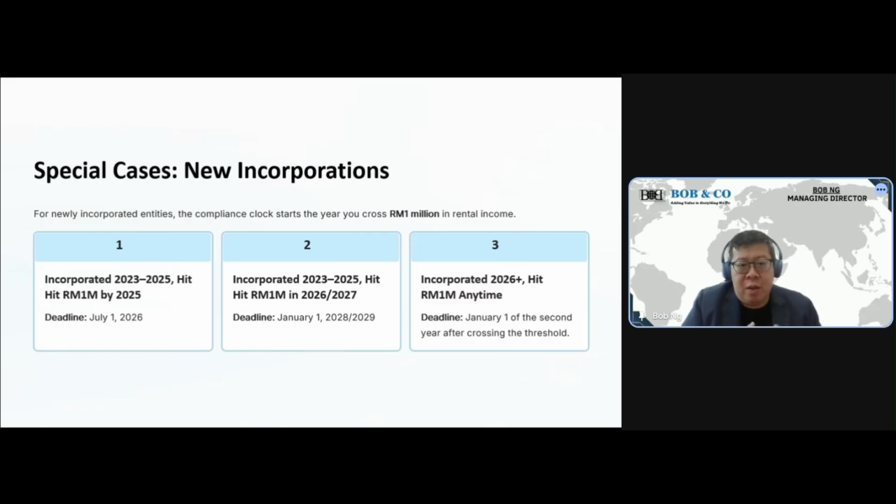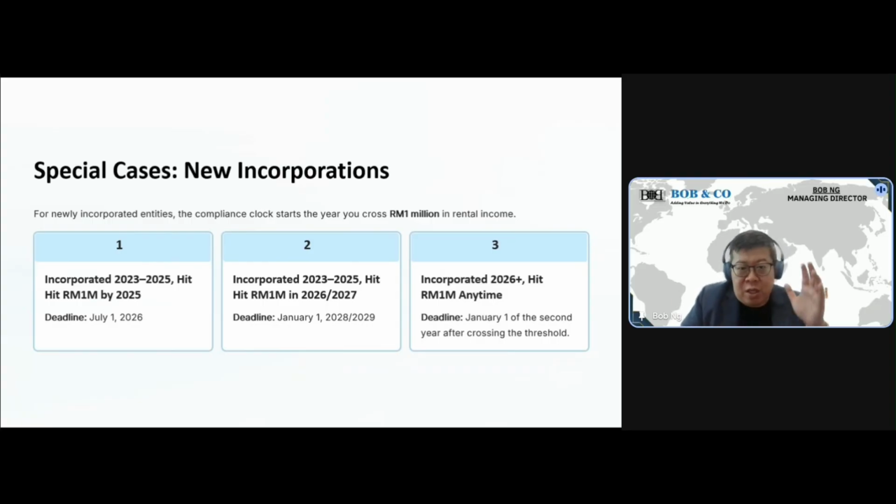The second group: if you are a company incorporated between 2023 to 2025, but you hit 1 million in the next 2 years, either 2026 or 2027, then LHDN is giving you a timeline of 2 years to register for e-invoicing. What do I mean by that? If you hit 1 million on the 1st of January 2026, for example, you are required to register for e-invoicing by the 1st of January 2028.